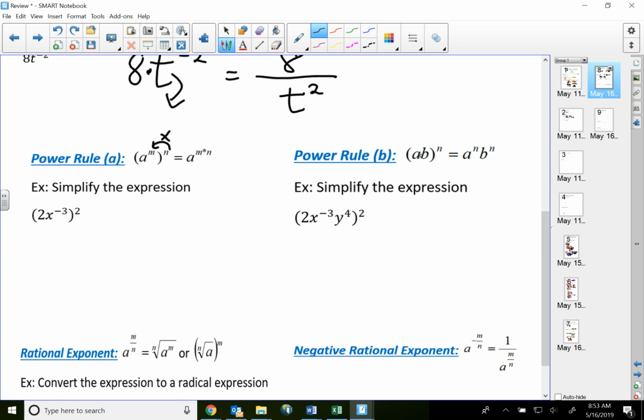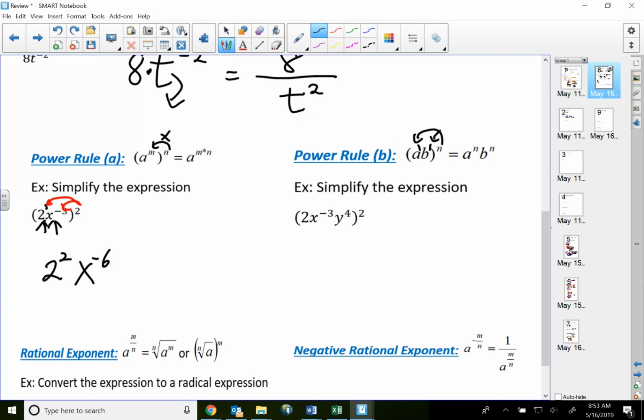Each base or each factor has exponent 1. So by the power rule, the outer exponent n will multiply both of these exponents. So that's why I get a to the n times b to the n. So let's look back at this parenthesis, 2x to the negative third power, whole thing squared. I got 2 and x as two factors inside the parentheses. The 2 actually has exponent 1. So when my outer exponent 2 multiplies all the exponents on the inside, 2 times 1 is 2, so my base 2 is going to be to the second power. The x will now be to the negative 6th power.